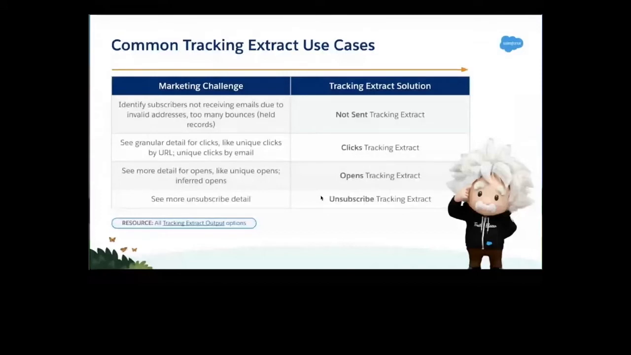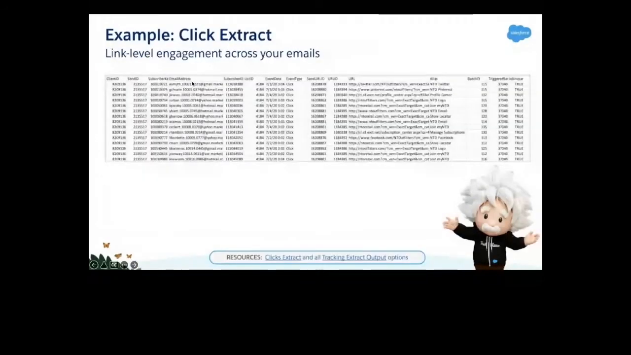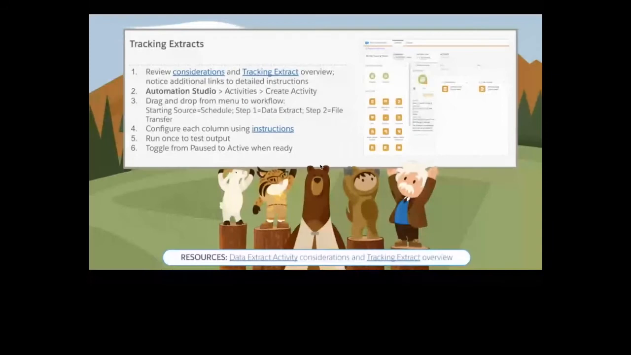Okay. So these are some of the tracking extract use cases, and this is how it looks. Here is an example of click extract, link level engagement across your emails. It'll show your client ID, sender ID, subscriber key, email address, and some other parameters as well. I can showcase how to build an automation activity using the track extract, the extract activity, and how to get the data, because this is really important.